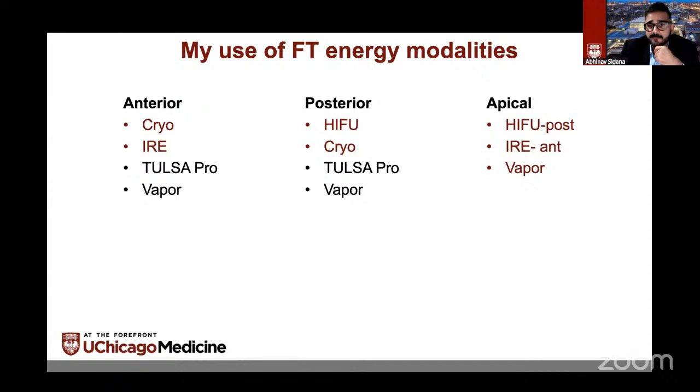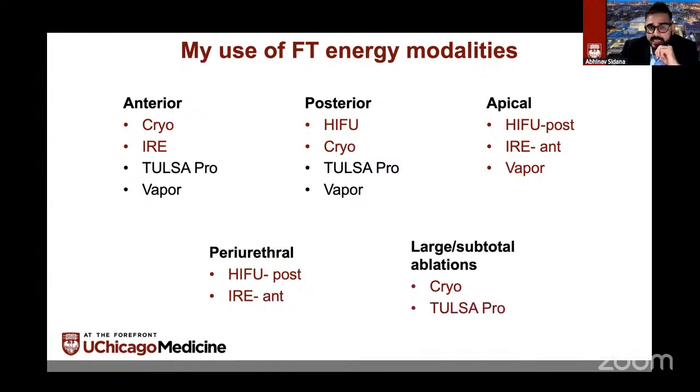And I have found out that even in cases where there's a very distal lesion, doing a unilateral HIFU is a safe option, and patients typically do not get incontinent. IRE I use for anterior apical lesions. For periurethral lesions where I worry about a cancer abutting the urethra, I use HIFU for posterior lesions, and I use IRE for anterior lesions. And for larger ablations, hockey sticks, subtotal ablations, I use cryo and TULSA-PRO.